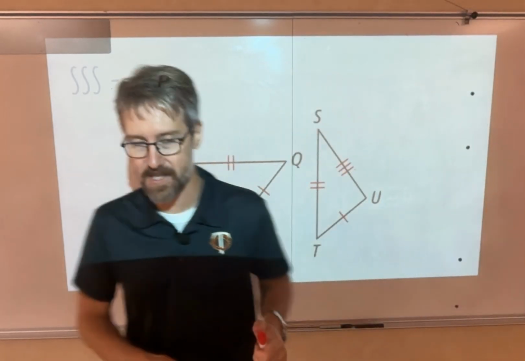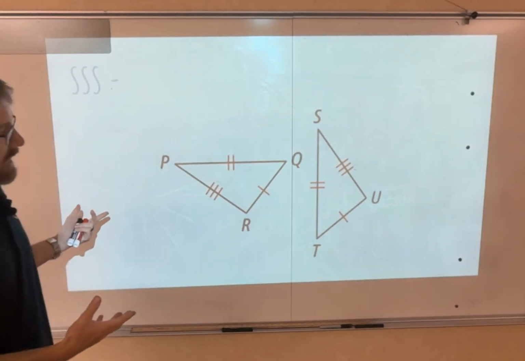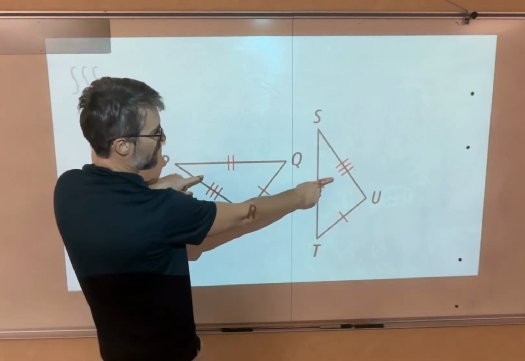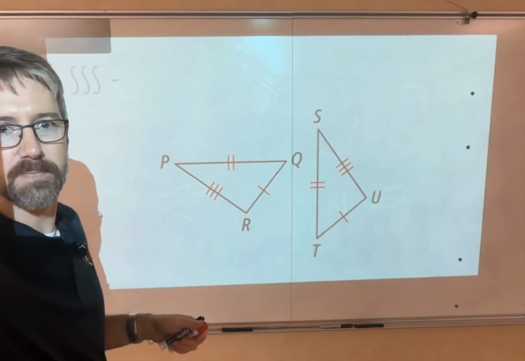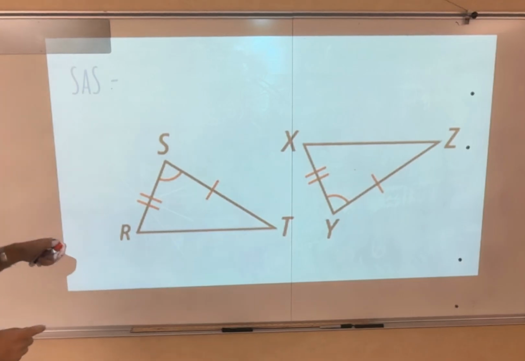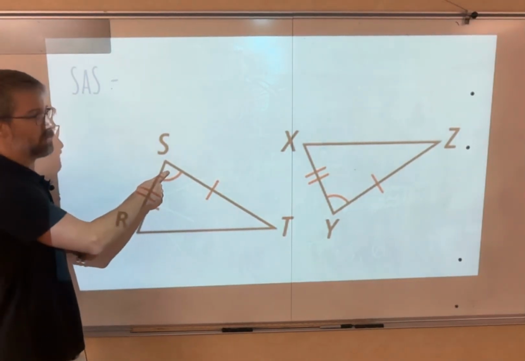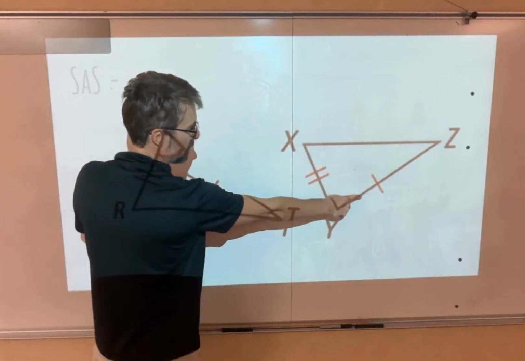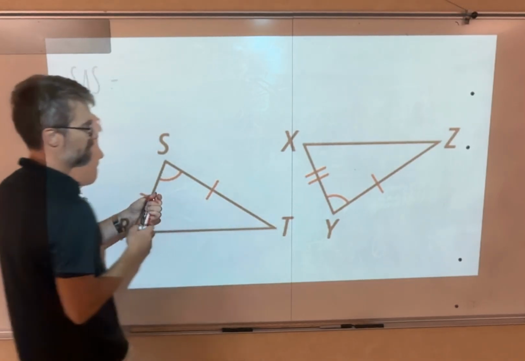So SSS, this means side, side, side. Looking at this diagram, I've got these 2 sides are congruent, these 2 sides are congruent, these 2 sides are congruent. That's enough to say that these 2 triangles are congruent. The next one is side angle side, right? So if I know that 2 sides and the angle in between them are congruent, I also know that those 2 triangles are congruent. So I've got 2 congruent sides, right? Another set of 2 congruent sides and the angle in between them.